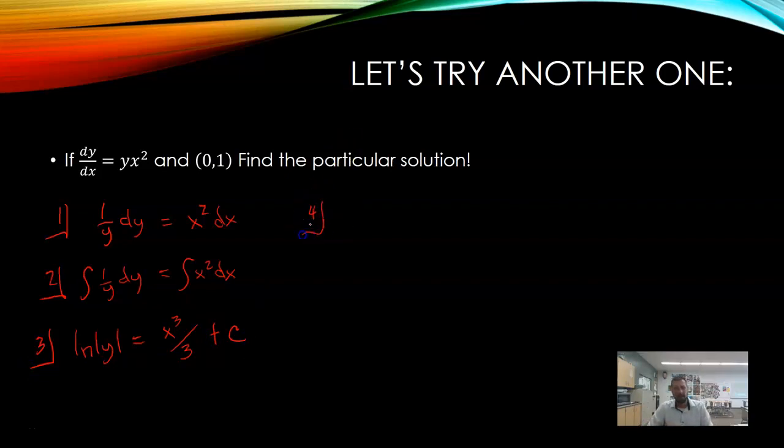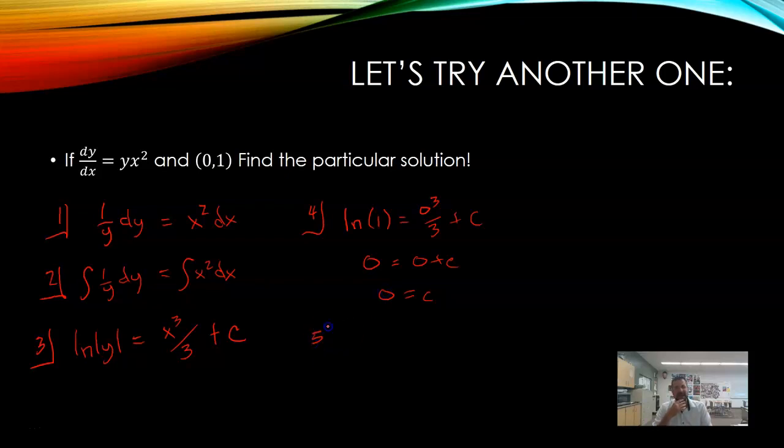Step number 4 is I take my x and my y values and I plug them in to my equation so that I can solve for c. We've talked about this before. The ln of 1 is 0. It's about the only ln you really need to know. So I get 0 equals 0 plus c. And this happens sometimes. My constant is 0.